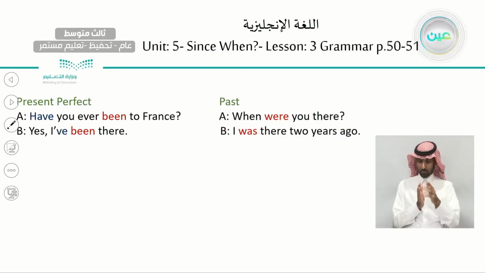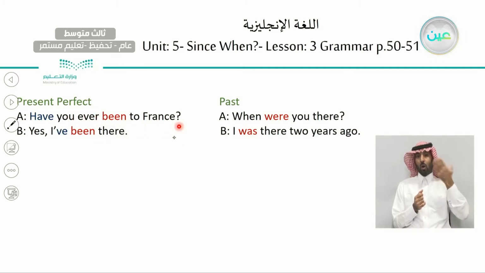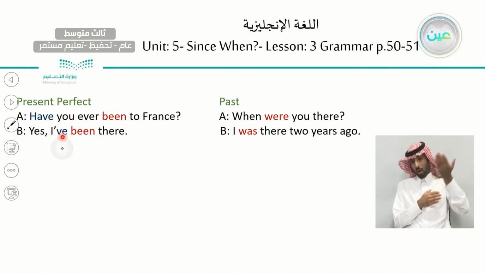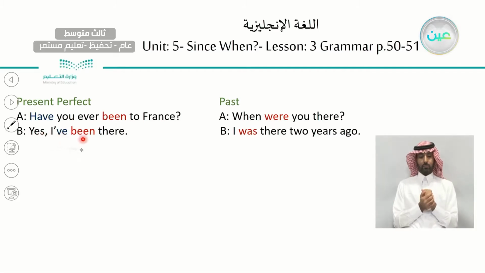These examples, you can find them in your book. Open your books, page 50, okay? We have other examples using the present perfect. The first example here, have you ever been to France? The answer, yes, I've, which is the short form of I have. Yes, I've been there. This is the answer. And here we have the past simple tense. When were you there? I was there 2 years ago. We have a specific time. That's why we use the simple past. Okay.